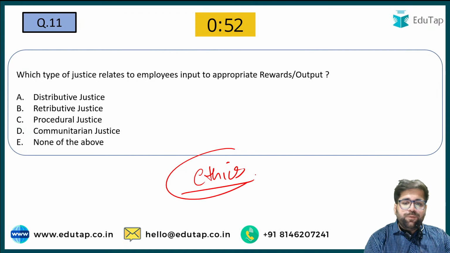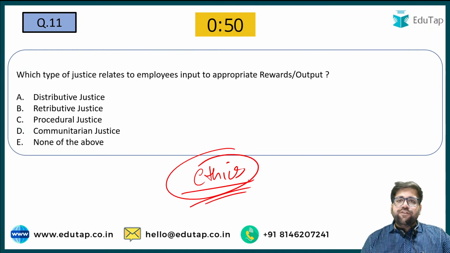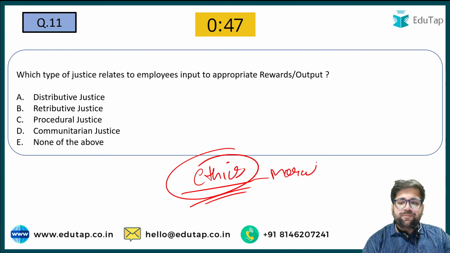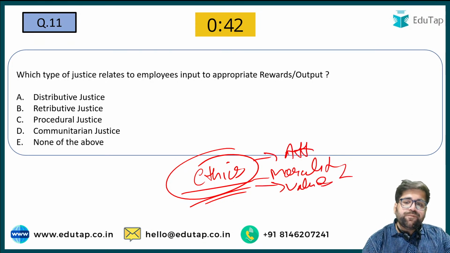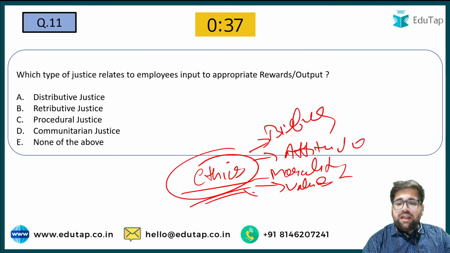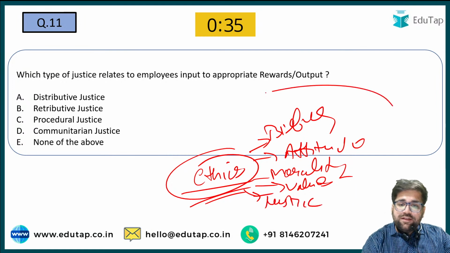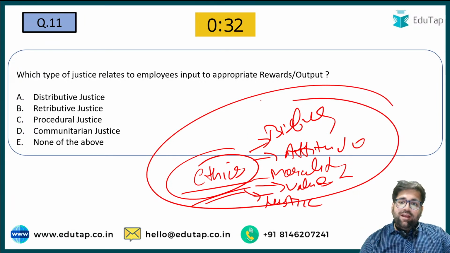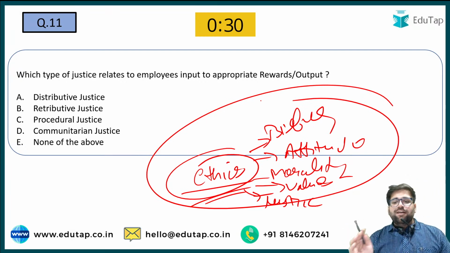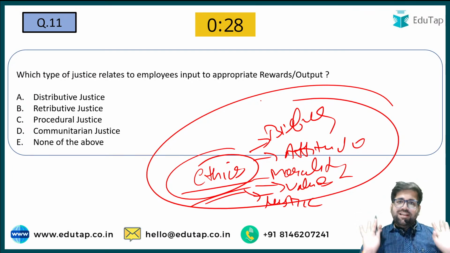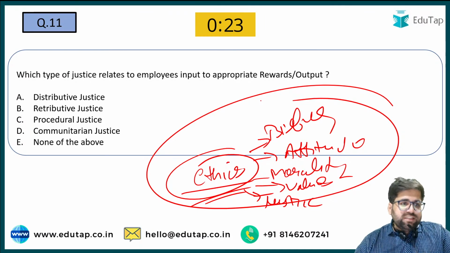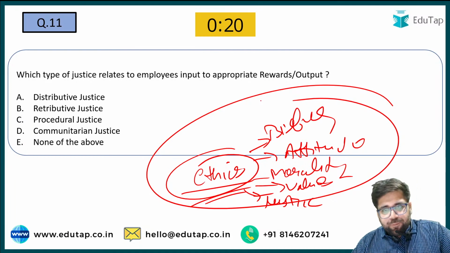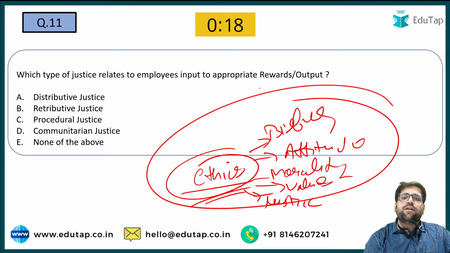Under ethics, I hope you have understood that there are different concepts, like morality, values, attitudes, different types of beliefs, and different types of justice. All this is a component of ethics, my friend, and the same is systematically and neatly covered in your concept notes as well. Now let's take question number 11. Which type of justice relates to employee input and appropriate rewards for that input?